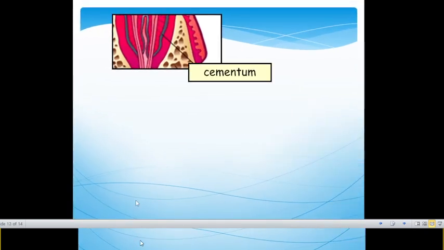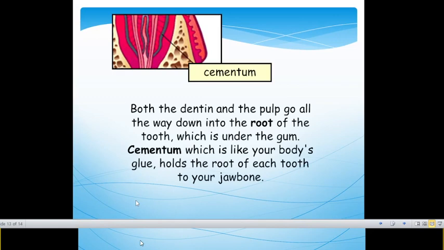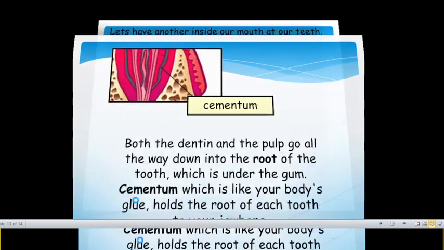Then let us see the cementum. Both the dentine and the pulp go all the way down into the root of the teeth. The covering present on the root is known as cementum. And in cementum you have two types: acellular cementum and cellular cementum, based on development. It is present in your jawbone.